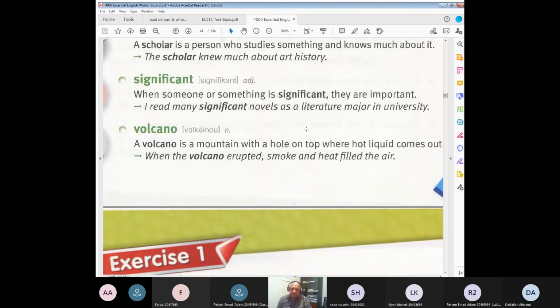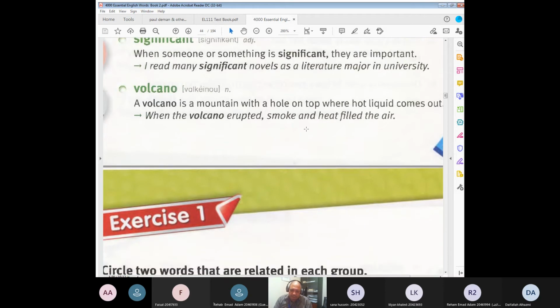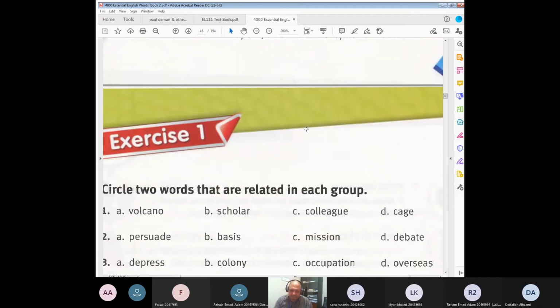And then significant. When someone or something is significant, they are important. I read many significant novels as a literature major in university. And finally, you have the word volcano. A volcano is a mountain with a hole on top where hot liquid comes out. And the example is, the volcano erupted. Erupted means broke out, smoke and heat filled the air.